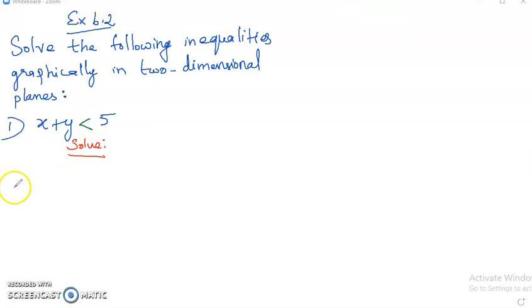So given x plus y is less than 5. And now you consider it as 1. Now you have to draw the graph of x plus y is equal to 5. So consider the equation.